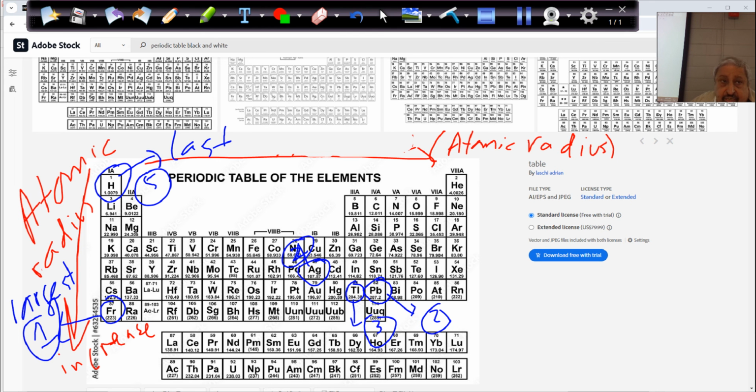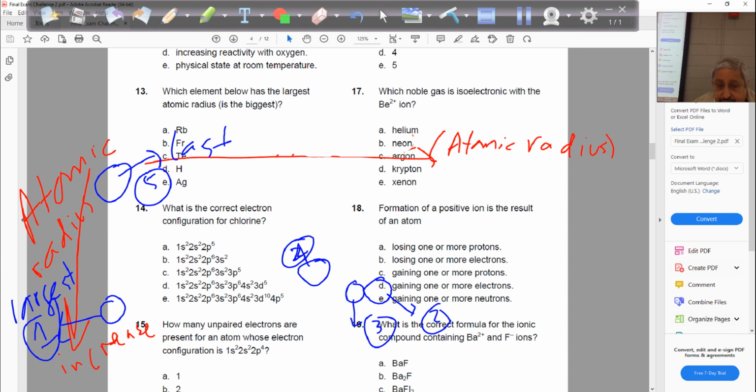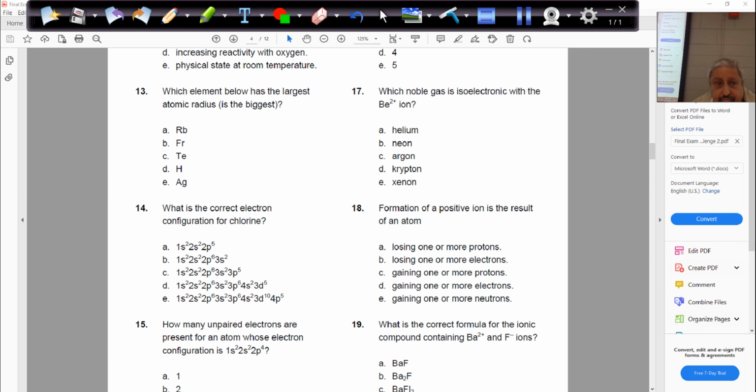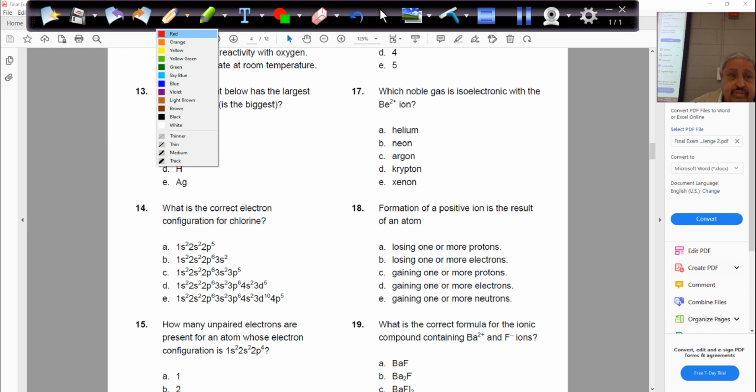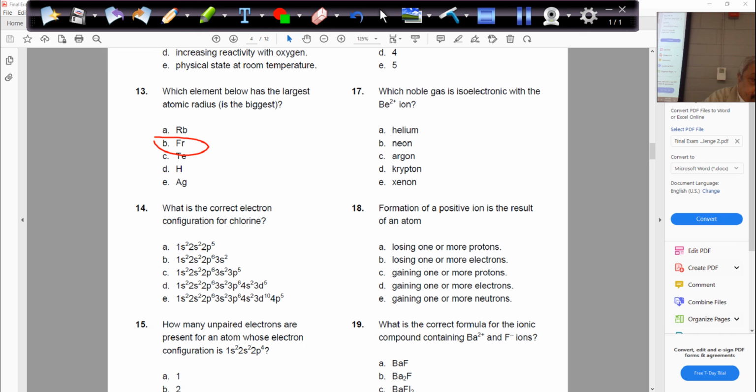Okay, guys, so let's look at the question again. Which one is the answer? The largest one will be? Which one, guys? Remember that? Francium, with 233 AMU, atomic mass unit, or gram per mole. That's the largest. 14. What is the correct electron configuration for chlorine?